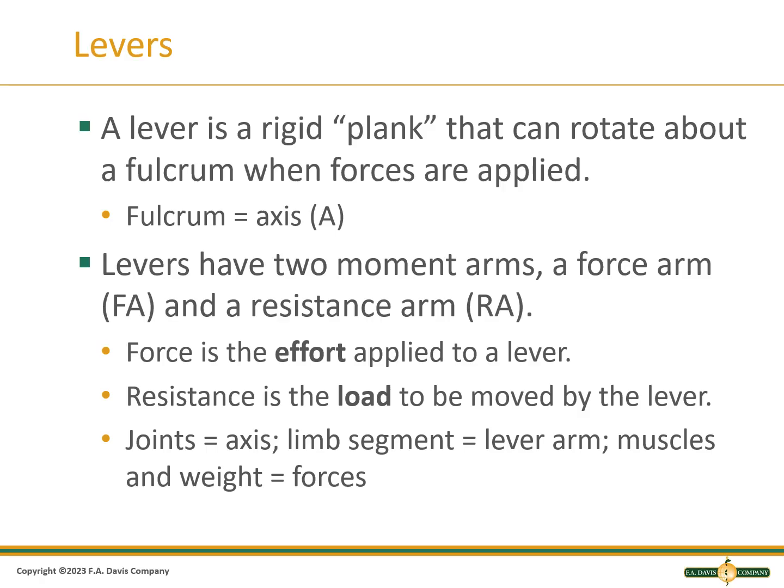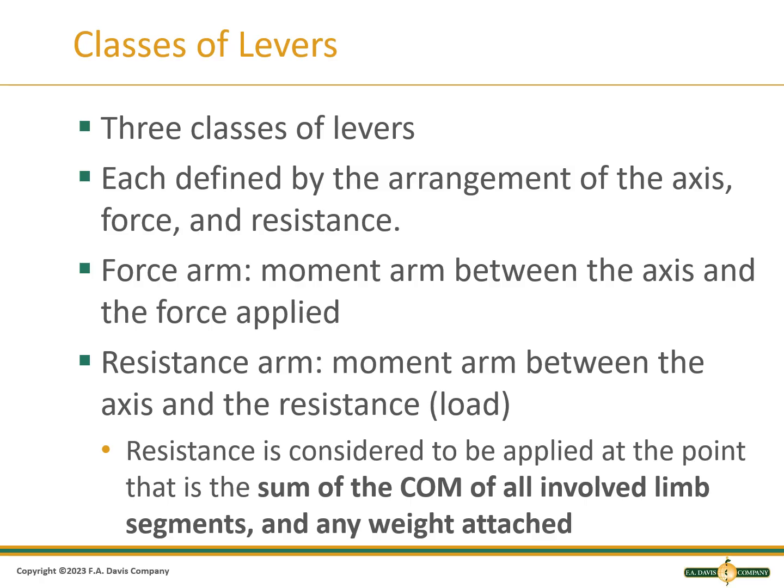Levers have two moment arms, one measured for the distance from the axis that the force is applied, known as the force arm, and one for the distance from the axis that the resistance is applied, known as the resistance arm. The force is the effort applied to the lever, and the resistance is the load to be moved by the lever. We have three different classes of levers that are determined by the orientation of the force, resistance, and axis.